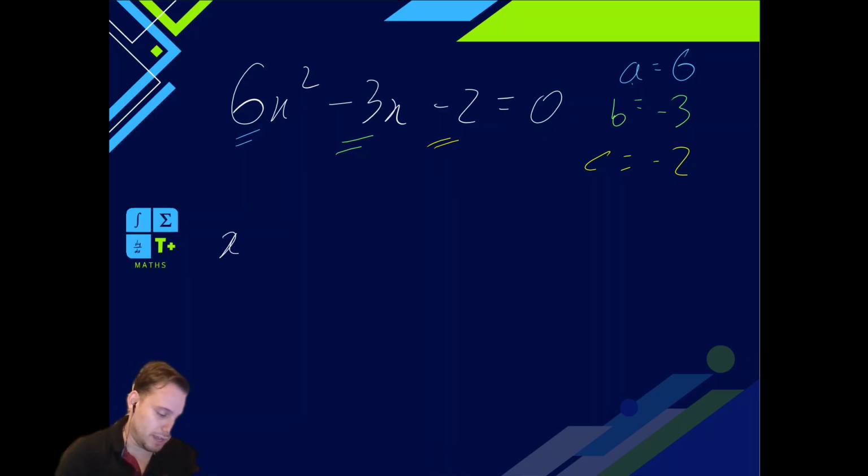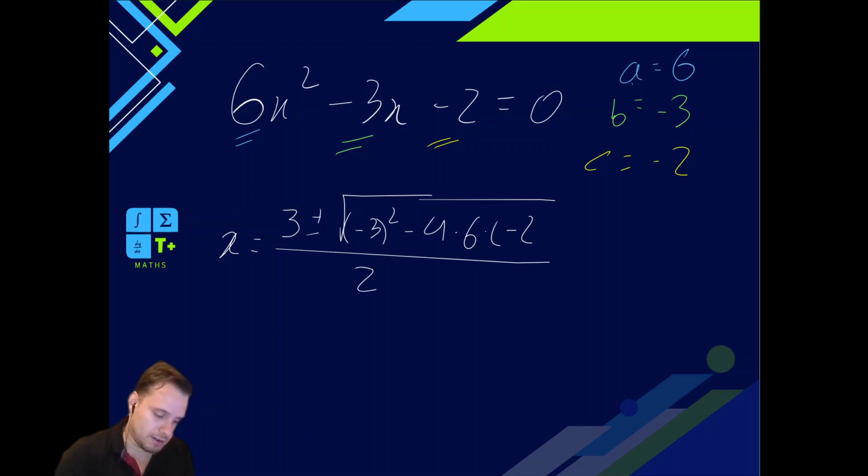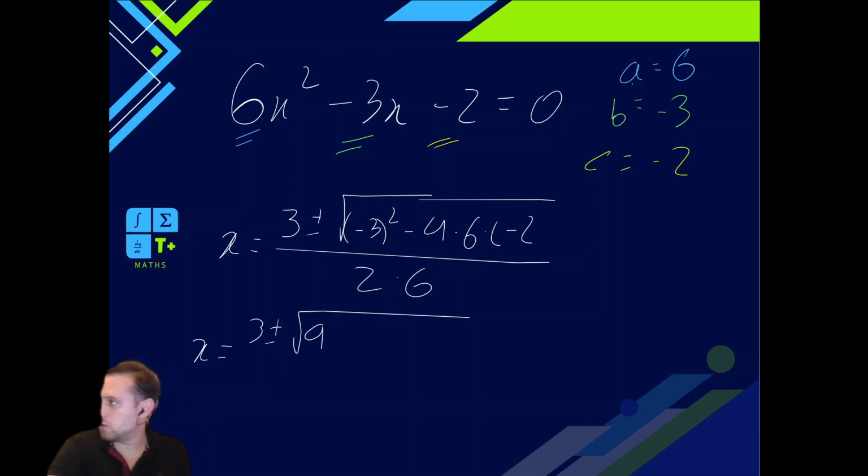We can say, well, okay, so x is going to be the opposite of b, so it's going to be 3 plus or minus the square root of negative 3 squared minus 4 times 6 times negative 2, and then everything here over 2 times 6. So then we just start operating. Okay, so we have 3 plus or minus the square root of negative 3 squared, which is going to be 9. And here we have 4 times 6 times 2.